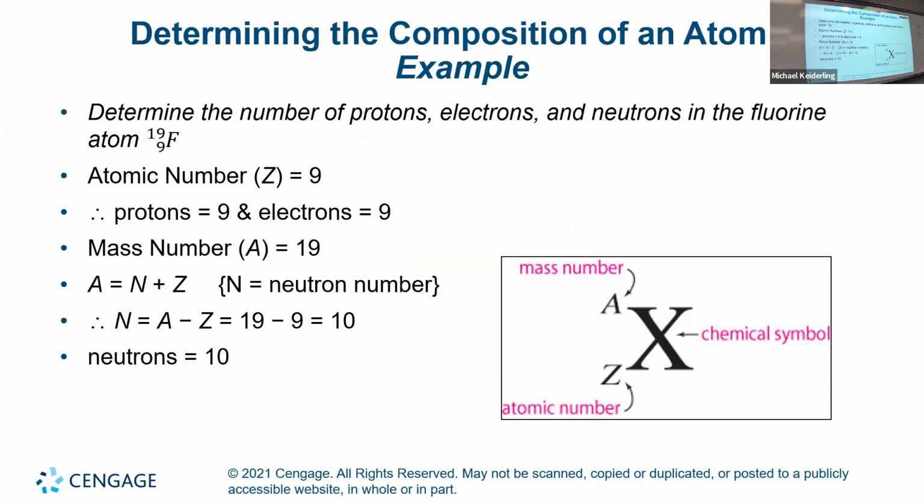If you want to determine the composition of an atom, let's say you're looking at fluorine-19. Fluorine has an atomic number Z of 9, so it has 9 protons and 9 electrons. Its mass number is 19. To figure out the number of neutrons, you subtract the atomic number from the mass number. So 19 minus 9 gives you 10. Fluorine-19 has 10 neutrons in it.